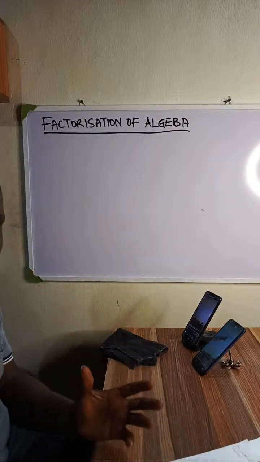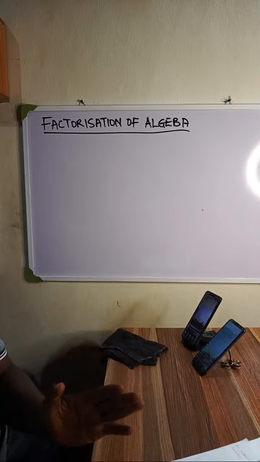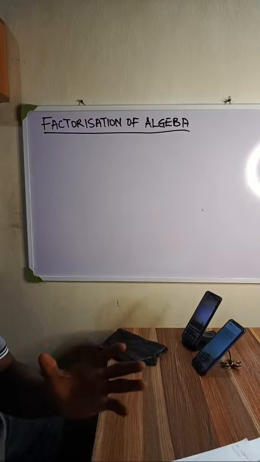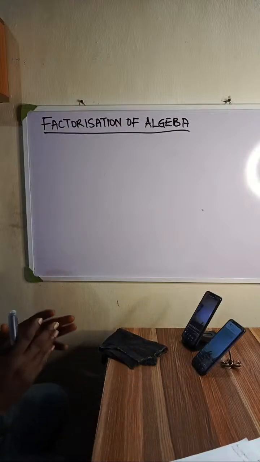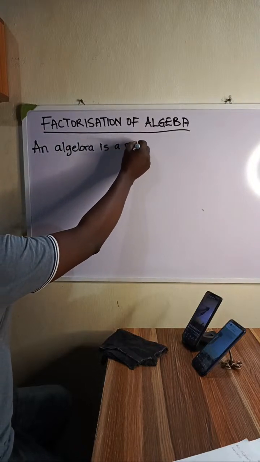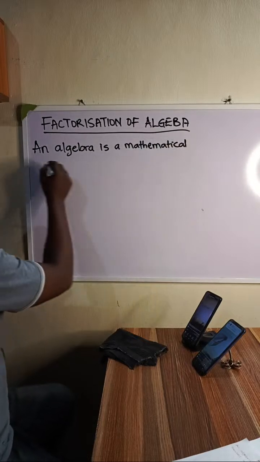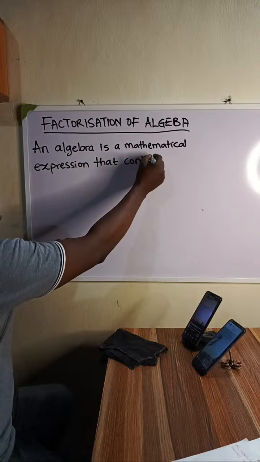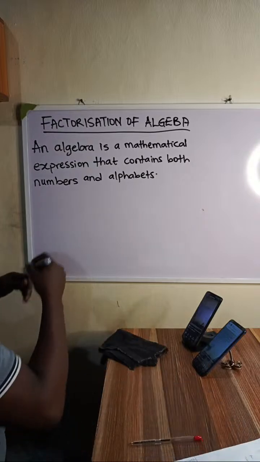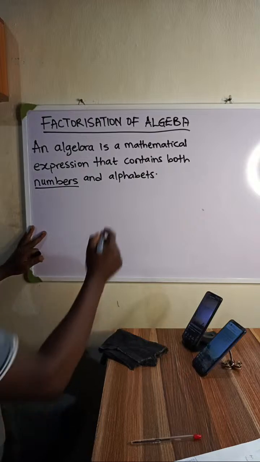An algebra is a mathematical expression that contains numbers and alphabets, numbers and letters. So an algebra is a mathematical expression that contains both numbers and alphabets. So an algebra contains numbers. An algebra also contains alphabet.